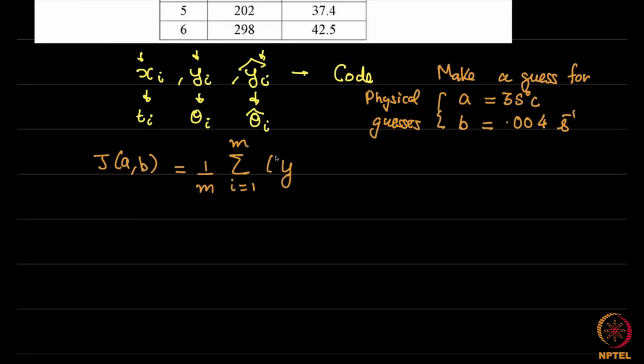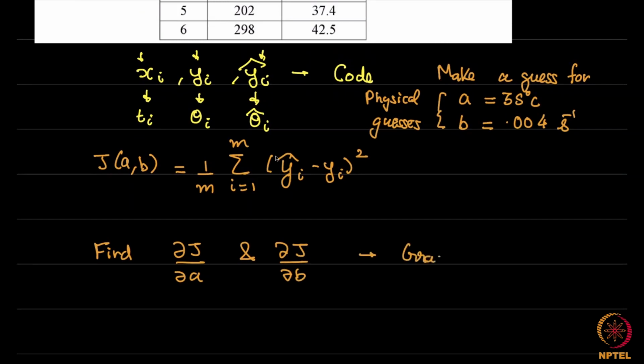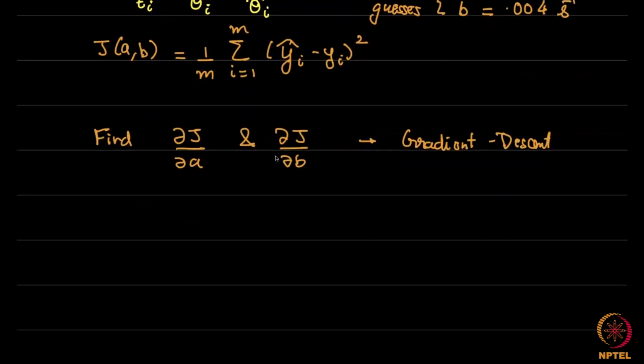As usual, we have the same model. You can call it y_i minus y hat_i squared or y hat_i minus y_i squared, which is the same thing. And what we want to do is to find, remember, del J del A and del J del B in order to use for gradient descent. Even if you want to optimize it analytically, you still need del J del A and del J del B.